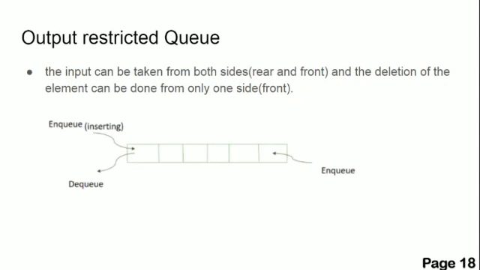Output restricted queue: the input can be taken from both sides, rear and front, and deletion of elements can be done from only one side. It means we can insert input from both sides, either rear or front, but the deletion operation is done only from one side, the front.